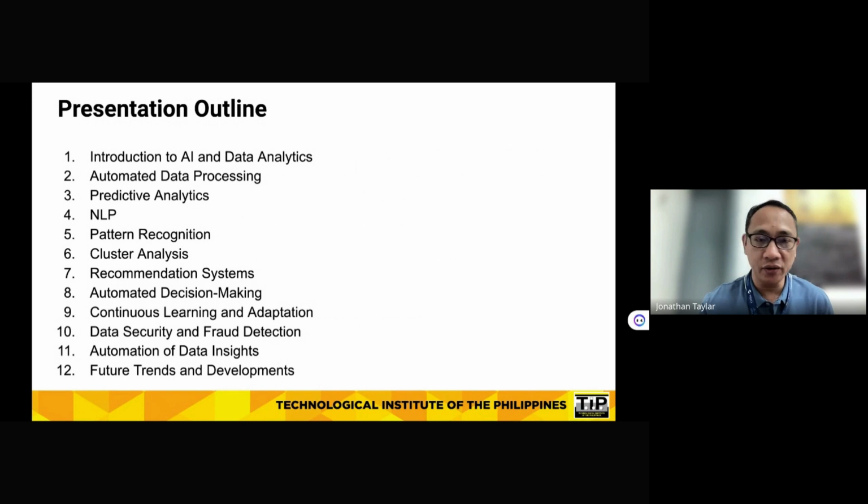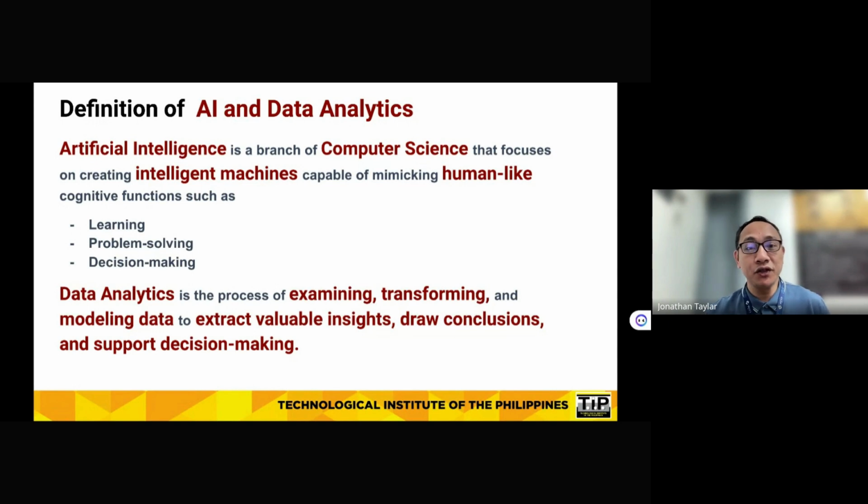I'm going to talk about automated data processing, predictive analytics, natural language processing, pattern recognition, cluster analysis, recommendation system, automated decision making, continuous learning and adaptation, data security and fraud detection, automation of data insights, and future trends and developments of AI and data analytics. Okay, let's start with the definition of AI and data analytics.